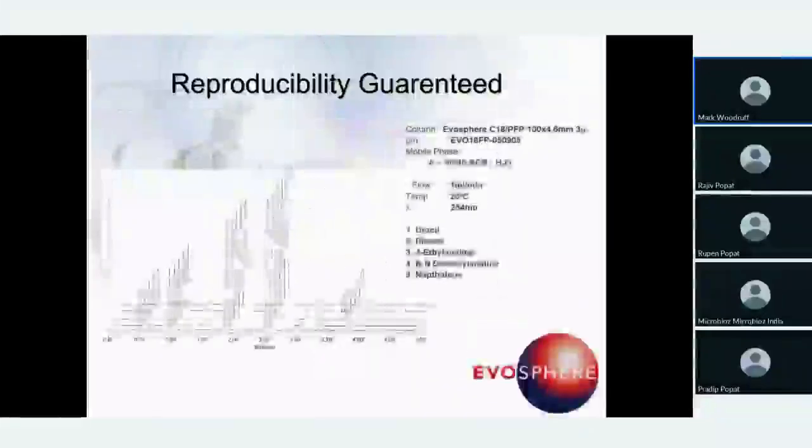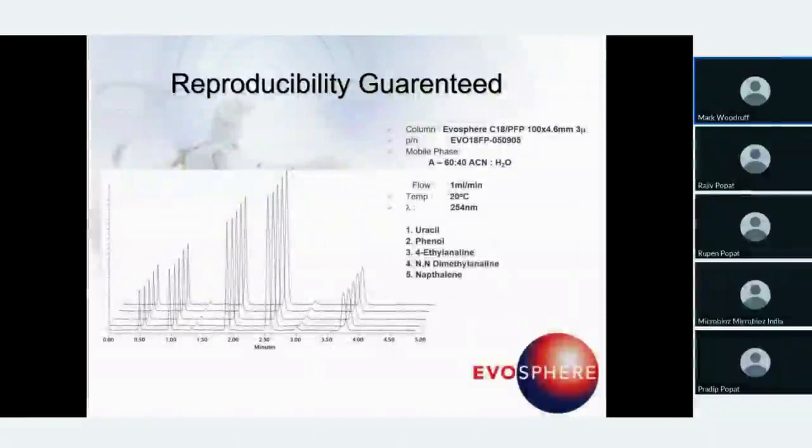So you have this guaranteed reproducibility not only from batch to batch, but also from column to column, knowing that these columns are fully tested, not that we only test 1 in 10 or 1 in 20 columns from a batch like many of the manufacturers do in the marketplace.